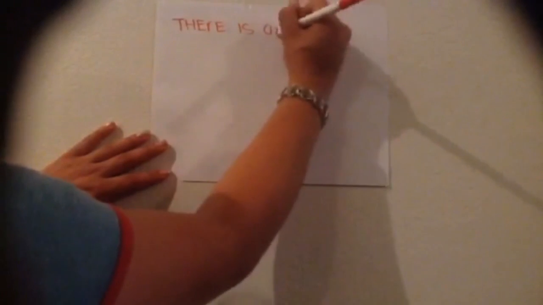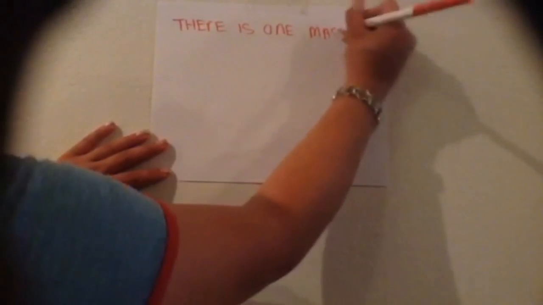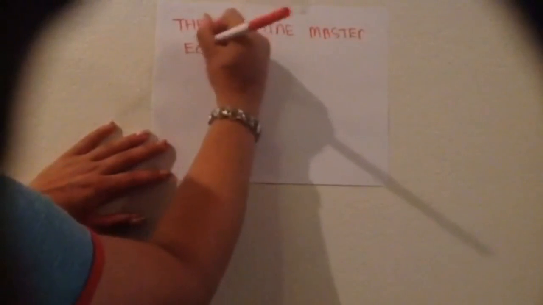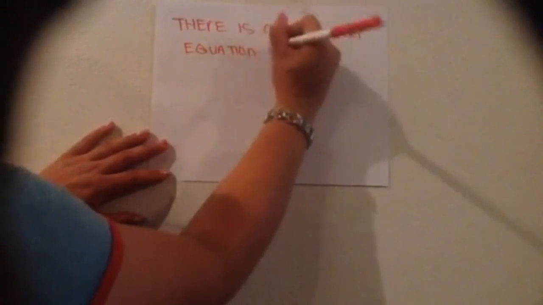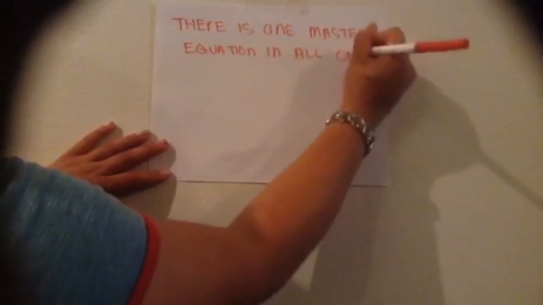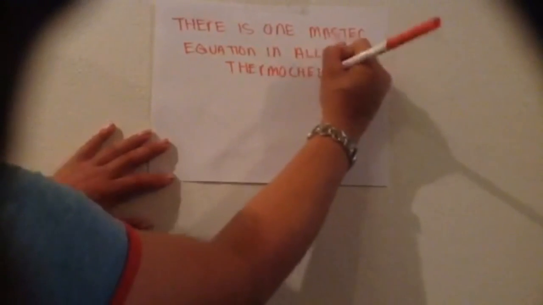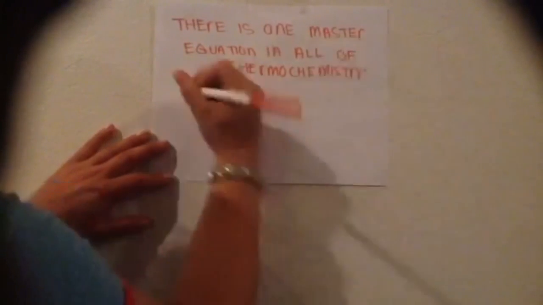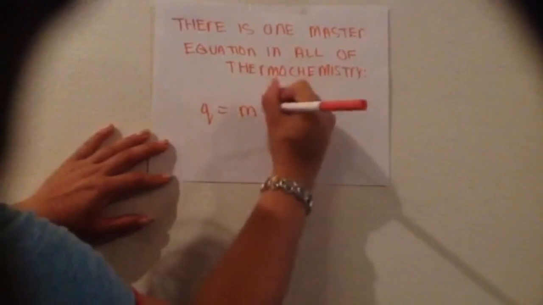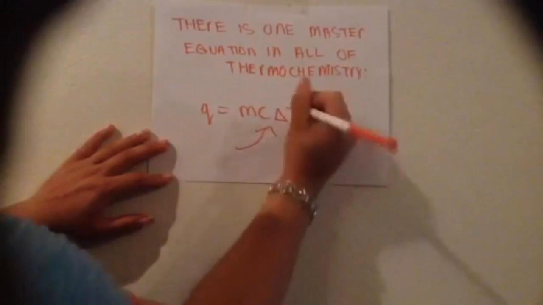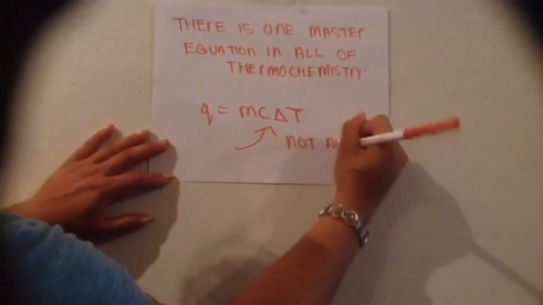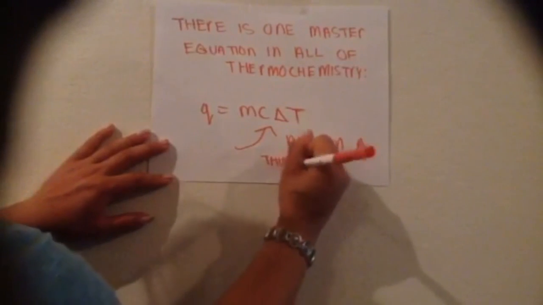There is one master equation in all of thermochemistry, and it can be derived and changed into other equations in other thermochemistry problems. The master thermochemistry equation, as you could call it, is Q equals mc triangle T. Don't get the triangle confused for an A. It's not an A, it's a triangle. Think Illuminati.